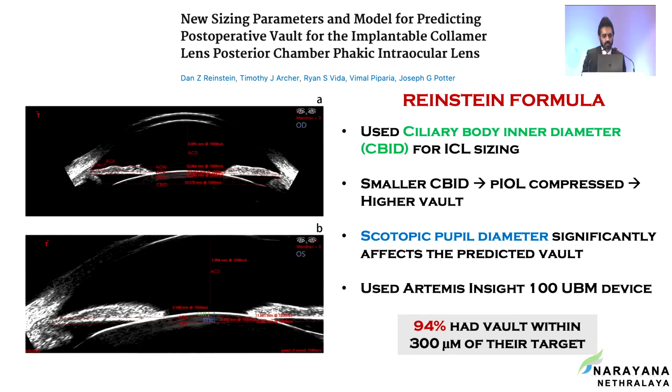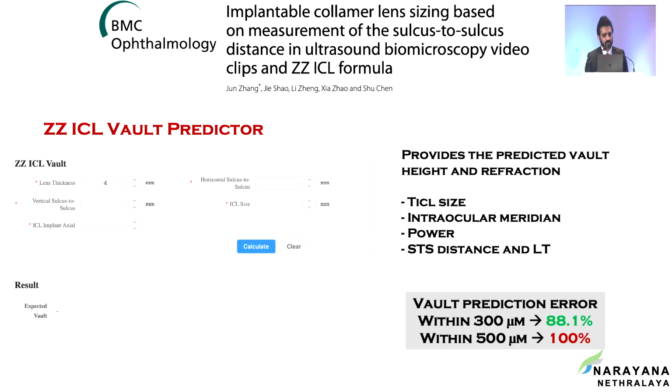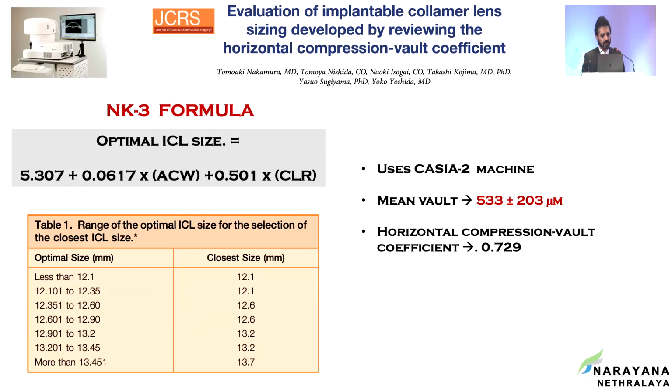Now, there's also a formula called the Reinstein formula, which has 94% of vaults within 300 micrometers of the target. Then we have the ZZ ICL vault predictor. The vault prediction error is 88.1% within 300 microns and 100% within 500 microns. Then we have the NK3 formula, which has a mean vault ranging from 533 plus or minus 203 microns.